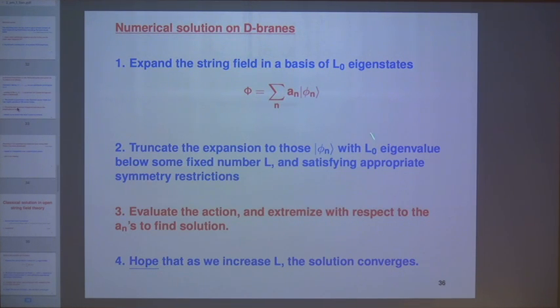Then with this truncated string field, we just evaluate the action, and then we extremize with respect to the parameters n to find a solution. This is like extremizing the action with respect to the fields, except that you don't extremize with respect to all fields, we only extremize with respect to a subset of the fields. And the hope is that as we increase L, the solution converges to something nice.